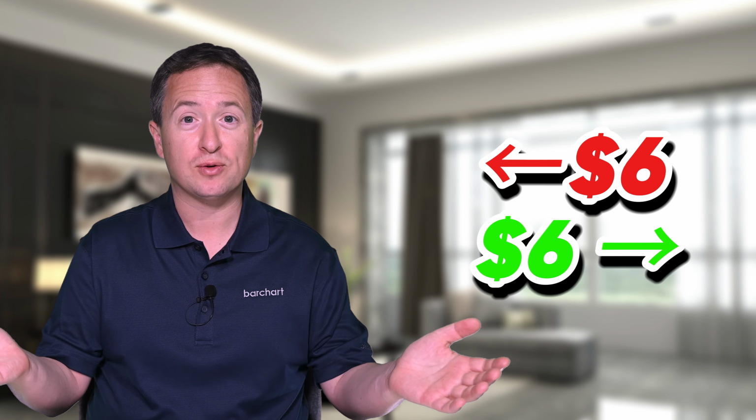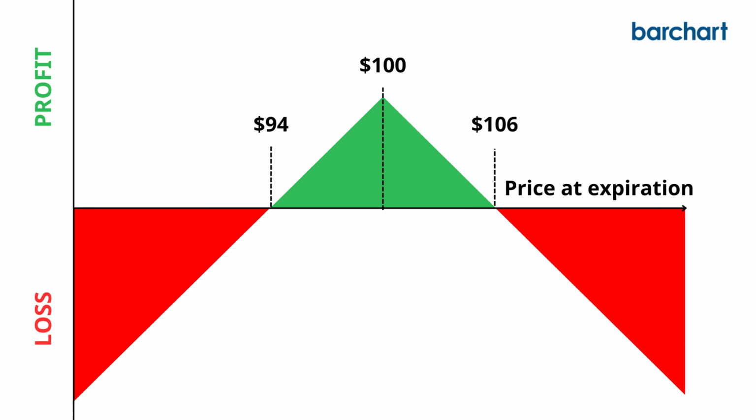Next, let's talk about the break-even points. Since you collected $6 in premiums, XYZ can move $6 in either direction before the trade starts to lose money. That gives you a break-even range of between $94 and $106. As long as the stock stays anywhere inside that range at expiration, you make a profit.